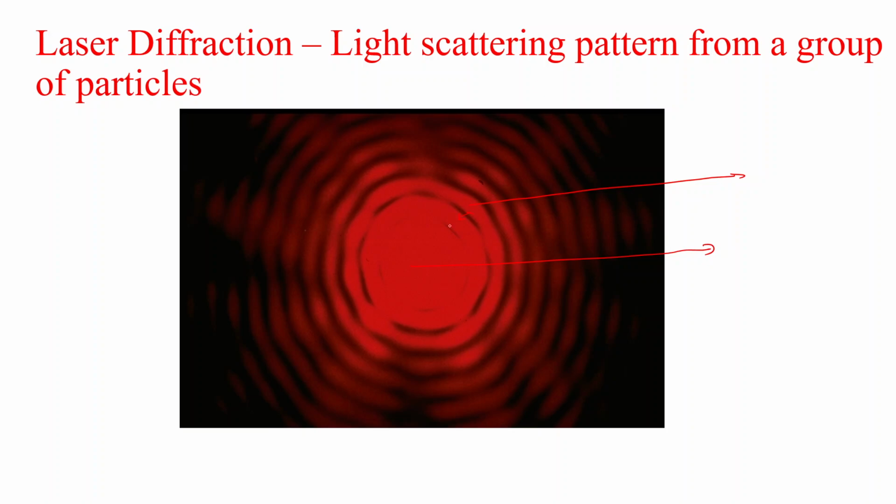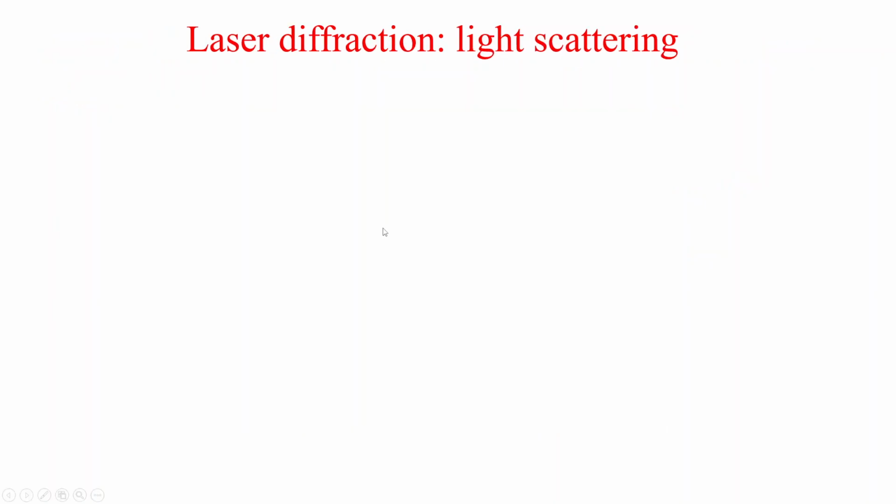So this is basic phenomenon, very basic thing, that whenever a laser light is allowed to pass through the group of particles in a solution, they will show some scattering pattern. Mainly this type of scattering pattern is shown. At the center we have central spot, and then we have different rings, and the spacing between the rings as well as the intensity of the rings will be the characteristics of the particles of the specific sizes. This is the basic principle of the laser diffraction technique.